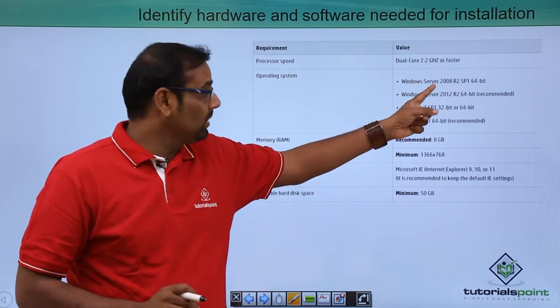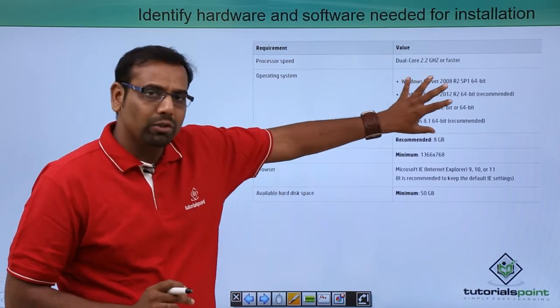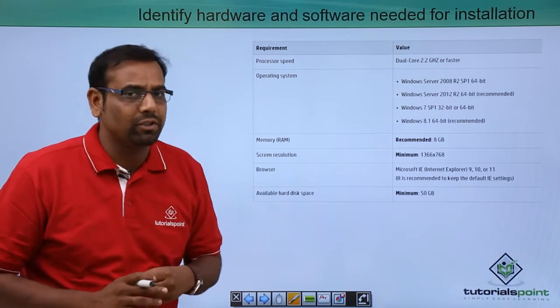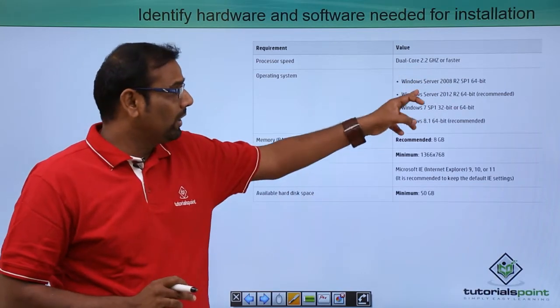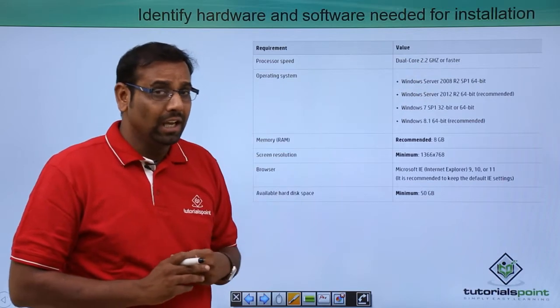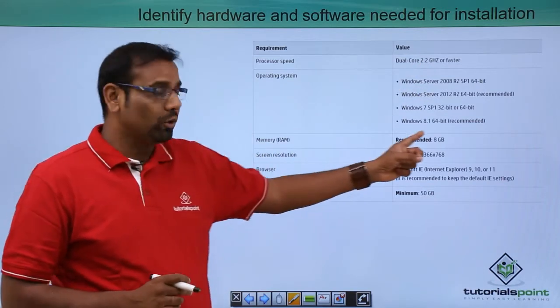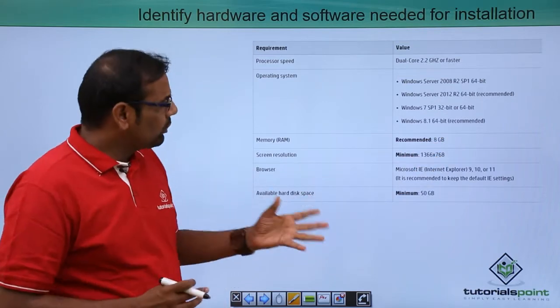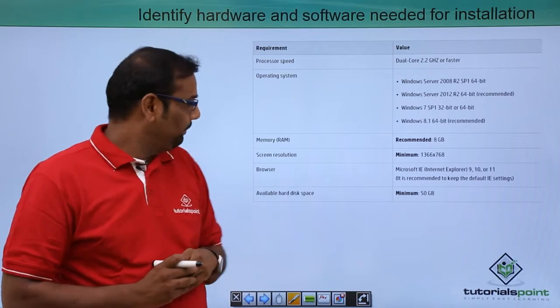Or you have the servers, Windows Server 2008 or Windows Server 2002, you have any of those machines, you can download and peacefully install the LoadRunner on those machines. But remember, on these machines the processor speed has to be 2.2 gigahertz or faster, and the RAM on it should be at least 8 GB. 4 GB also works, but it works slow. Ideally you should have 8 GB.